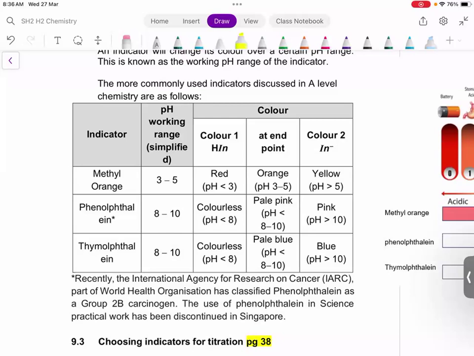Now, for this table, you need to roughly recognize that the working range for methyl orange is within the acidic region. So can you help me remember methyl orange? The working range is in the acidic region, 3 to 5. For phenolphthalein or thymolphthalein, the working range is in the alkaline region, 8 to 10. So just remember that first.